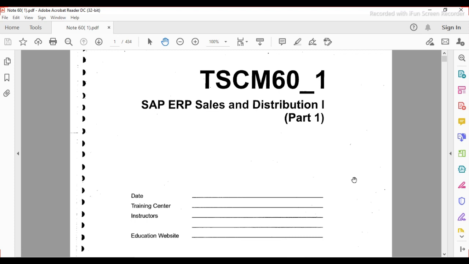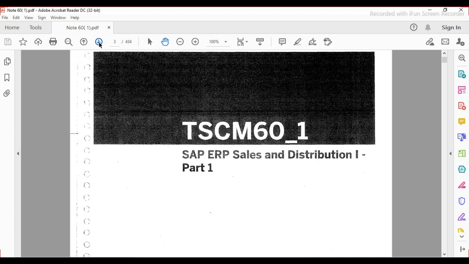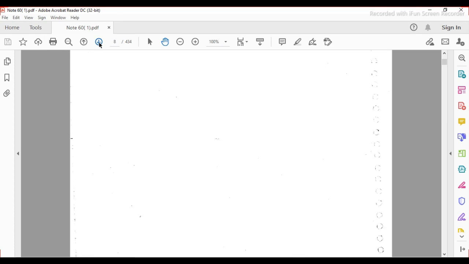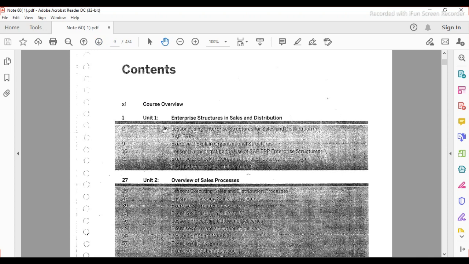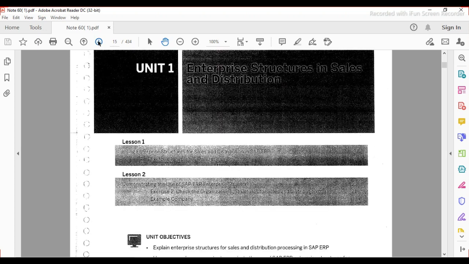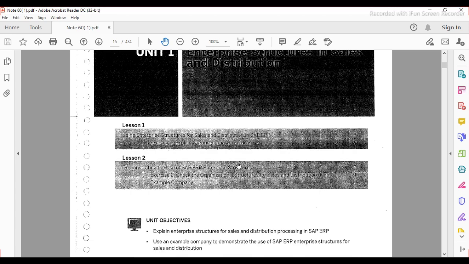Okay, let's move to the first unit, that is unit 1. This is unit 1, enterprise structure in sales and distribution. Please excuse this diagram because I took the picture from my book and converted it into a PDF file. But don't worry, I will try to explain each and everything.